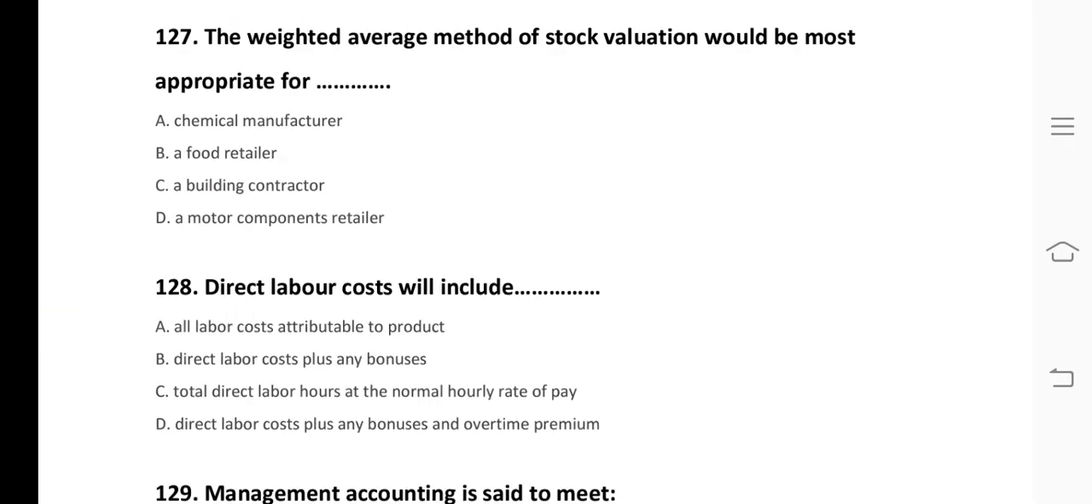MCQs number 127. The weighted average method of stock valuation would be most appropriate for chemical manufacturer, a food retailer, a builder contractor, a motor component seller. So correct option is option A, chemical manufacturer. Weighted average method of stock valuation would be most appropriate for chemical manufacturer.